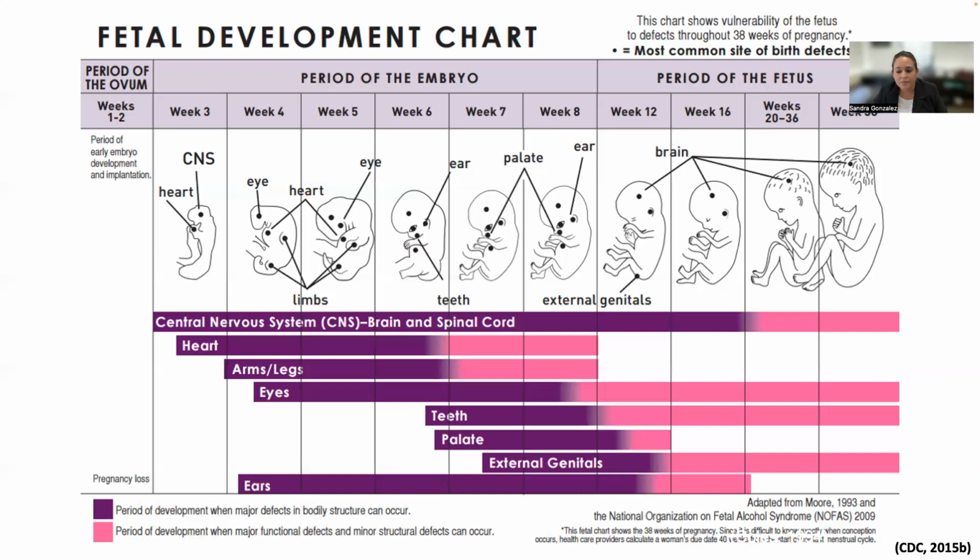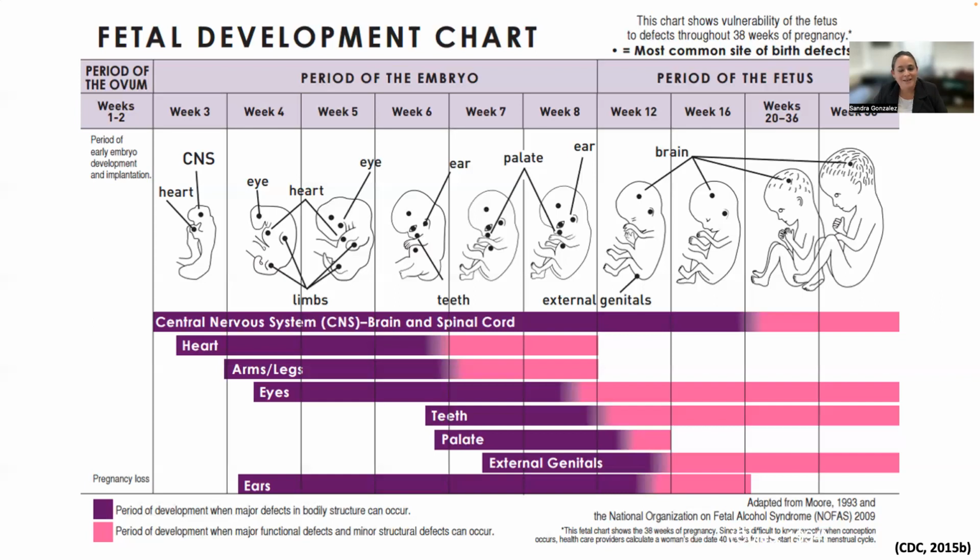Central nervous system, or CNS, effects refer specifically to the brain. And the chart refers to the 38 weeks of pregnancy rather than 40 weeks. So week 3 on the chart is week 5, counting from the last menstrual cycle.